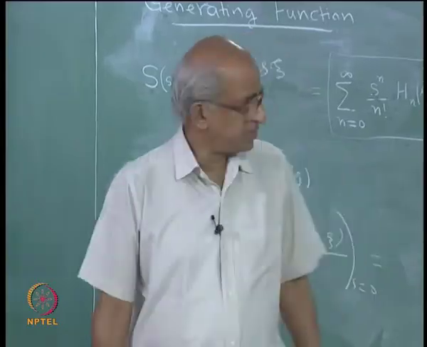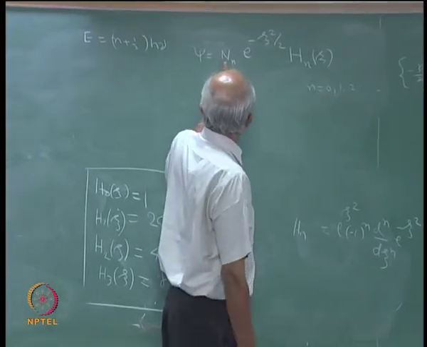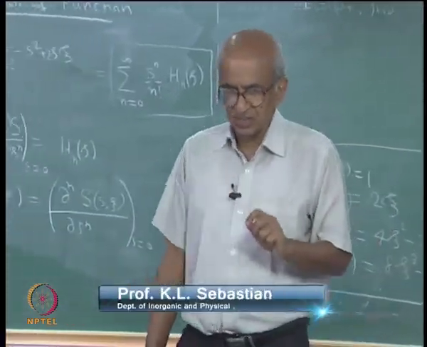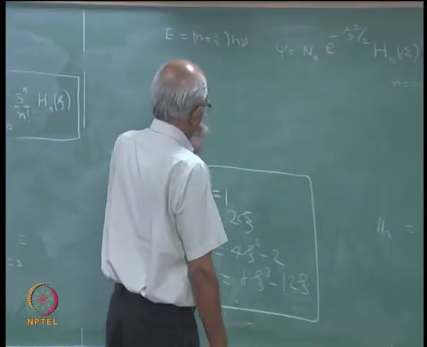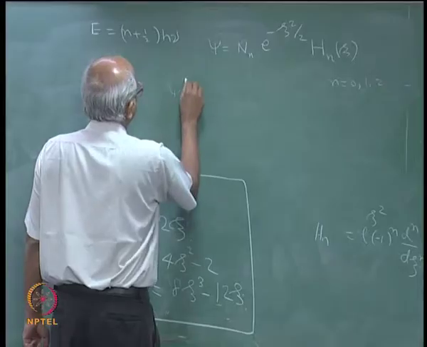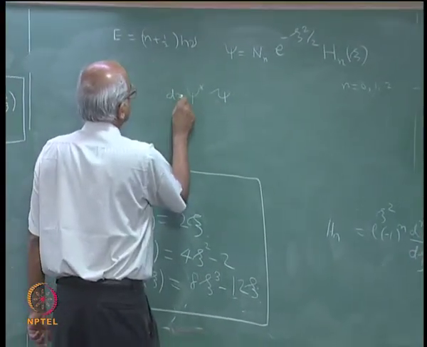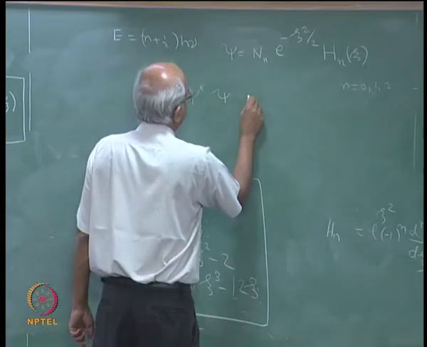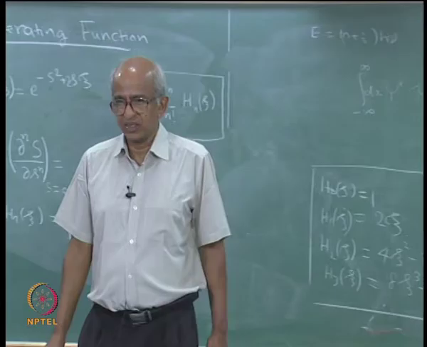Now, we have seen that the wave function has this particular form, and we have to determine this normalization constant, which I have denoted by the symbol capital N with a subscript n. So, what is the normalization condition? Well, the normalization condition would imply that if I took psi star multiplied by psi, and multiplied it by dx, and integrated from minus infinity to plus infinity, I have to ensure that this is equal to 1. That is the normalization condition.